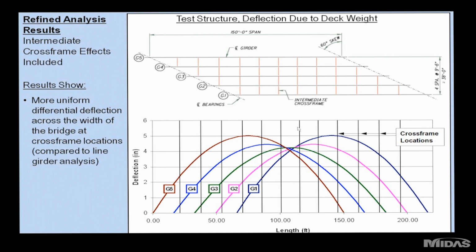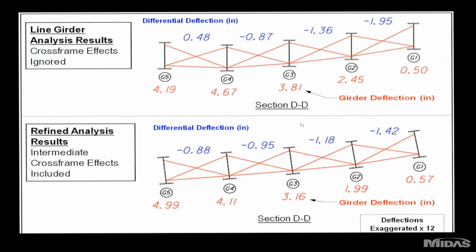So if we look at that in section, at the top we have the section with the cross frame effects ignored, the line girder model. And below we have the grid model, which considers the cross frame stiffness. With the line girder model, you can see the abrupt changes. With the grid model, you get a relatively smooth section that makes a lot more sense.